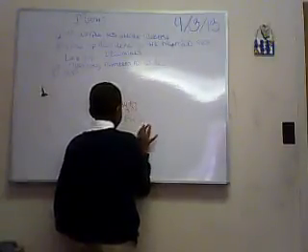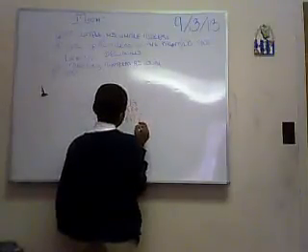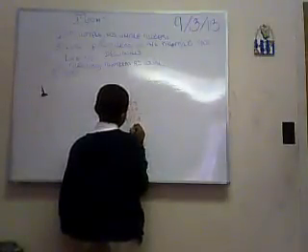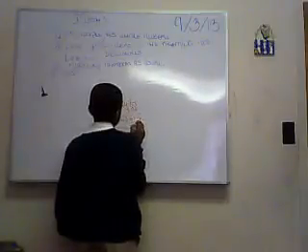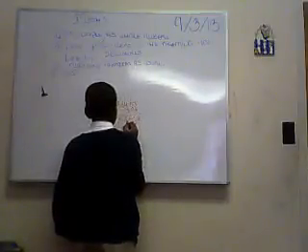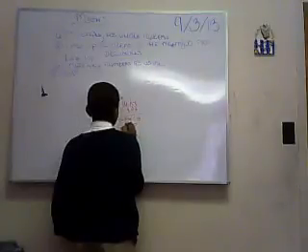So 0 times 3 is 0. 0 times 0 is 0. 0 times 4 is 0. 0 times 9 is 0. 0 times 9 is 0.